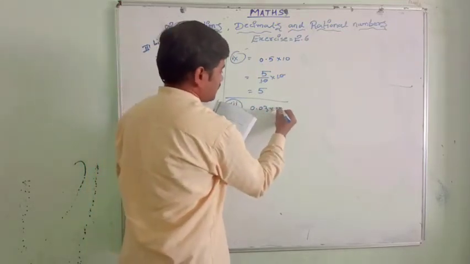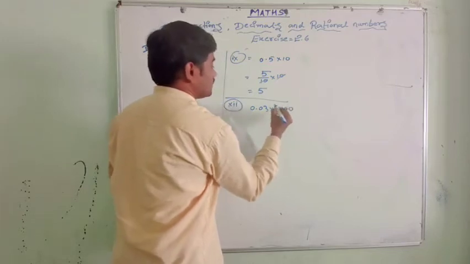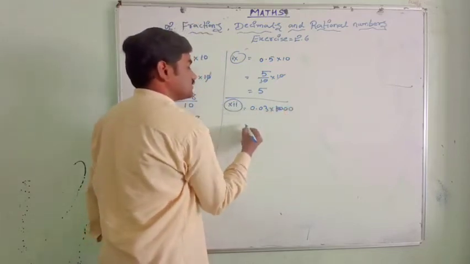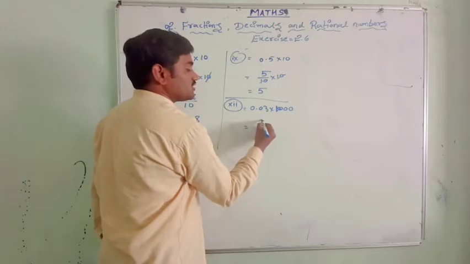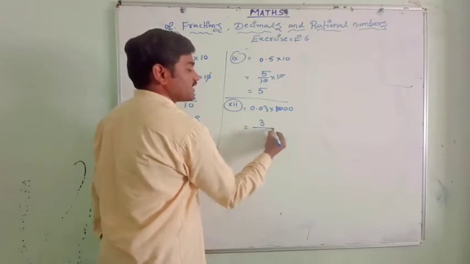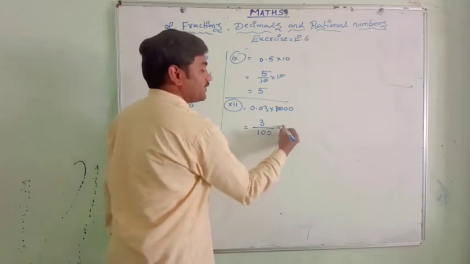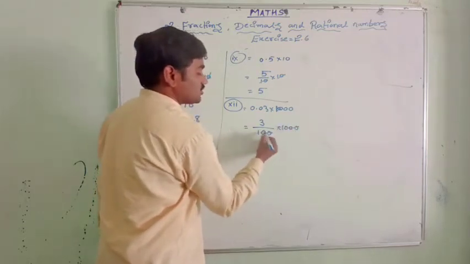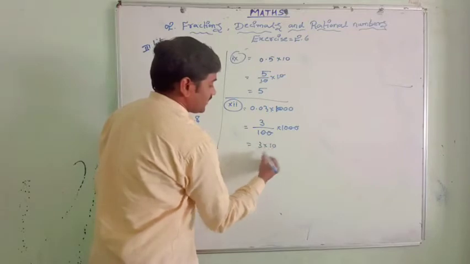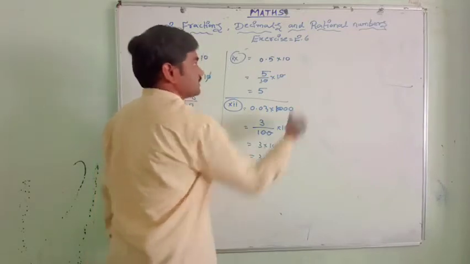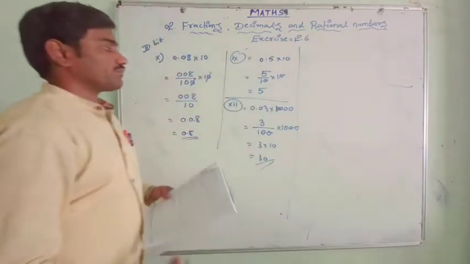0.03 into 1000. Simple. Let us do it. Here 0.03 is nothing but 3 by 100, into 1000. These 2 zeros get cancelled. 3 into 10 will be left, that is 30. You got the answer.